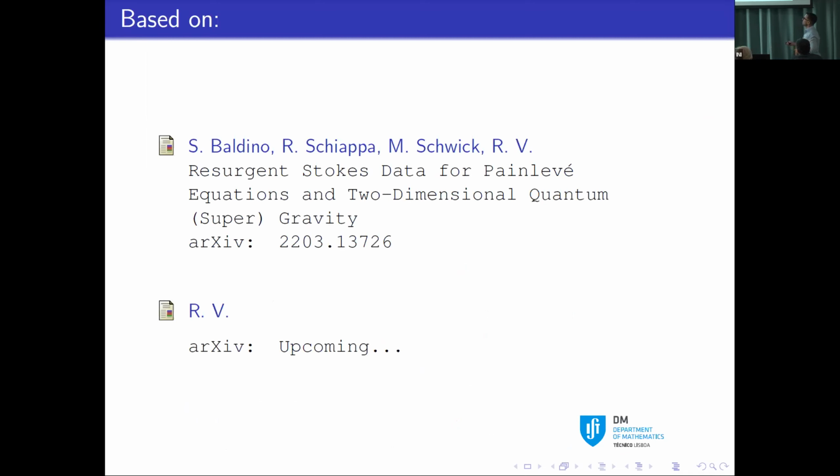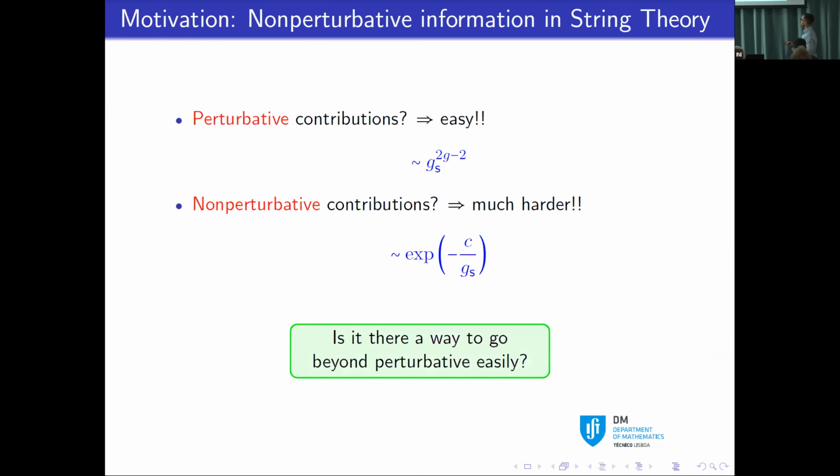So, of course, this talk is going to be based on the work that Max already mentioned, in collaboration with Salvatore Baldino, Riccardo Schiappa, who is our supervisor, and myself. And then I will talk a little bit more in the case of the inhomogeneous Painlevé equation, so the one that has this alpha parameter turned to be non-zero. This is going to be a little bit more based on the work that I've been doing lately, that is still not published.